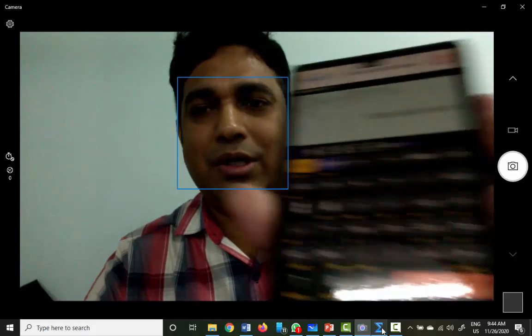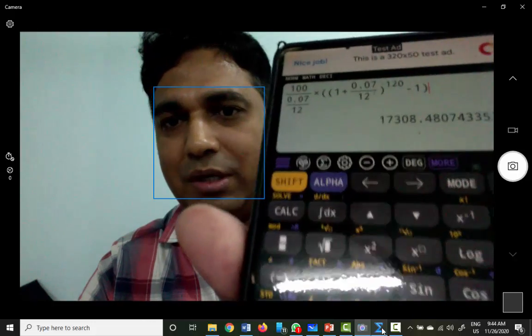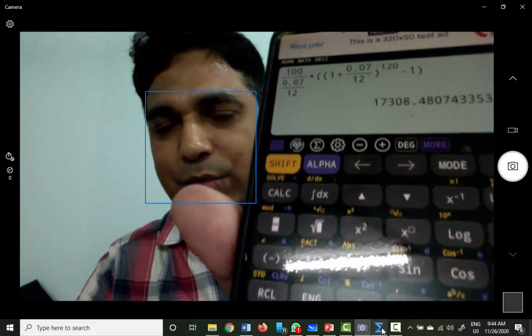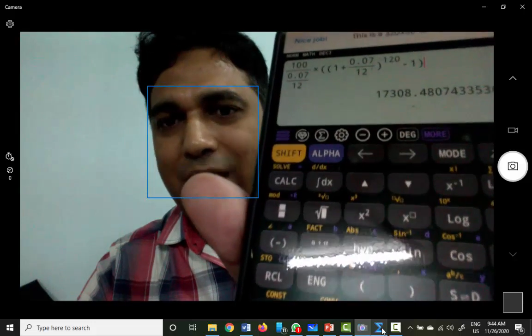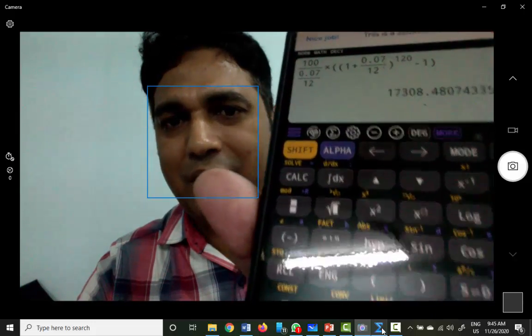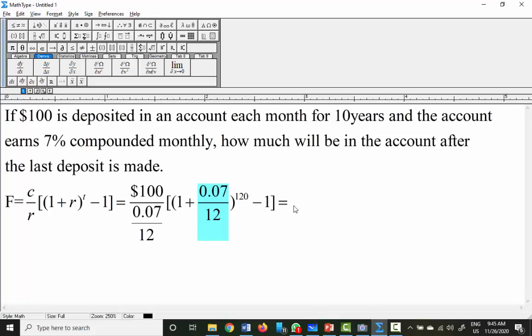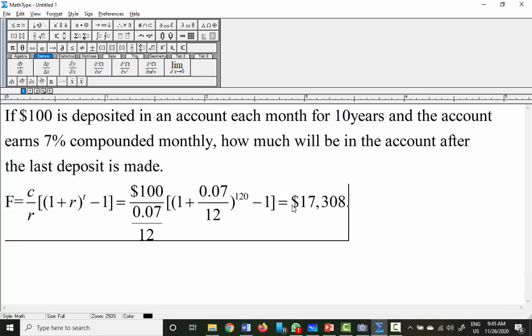Right, so we got the answer. You should type it this way to get the answer directly. If you practice more and more at home, you can do this calculation very quickly and directly. So the answer is $17,308.4807.